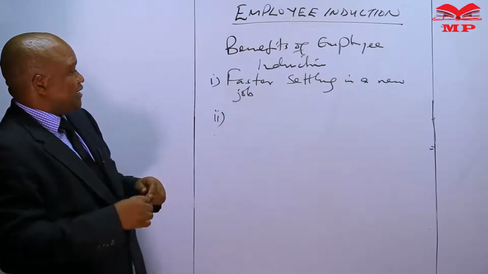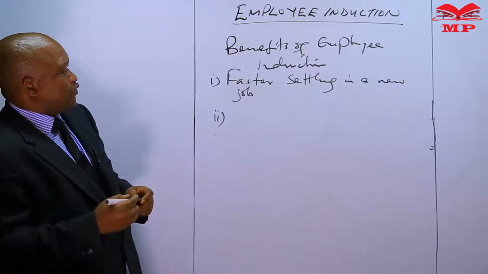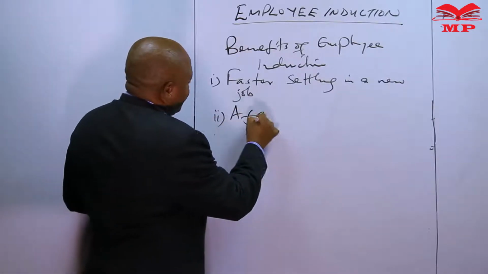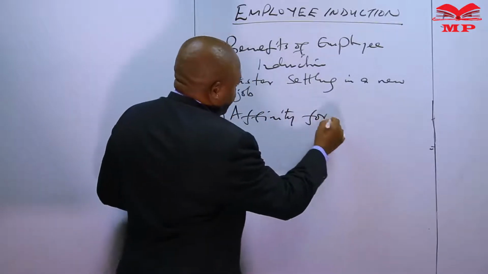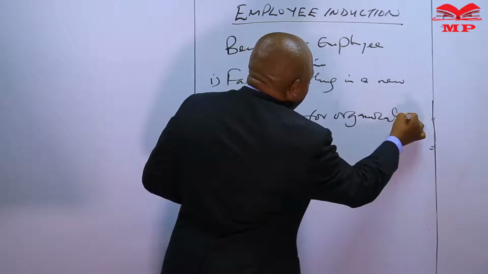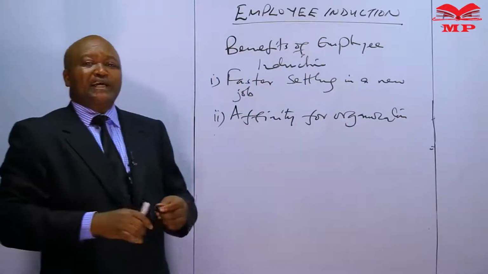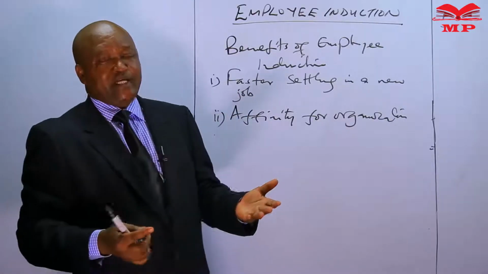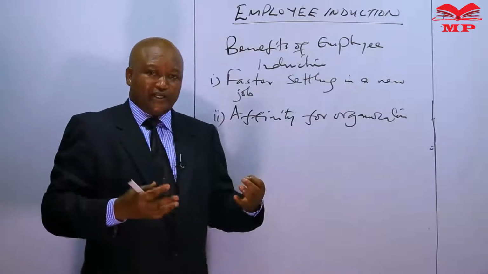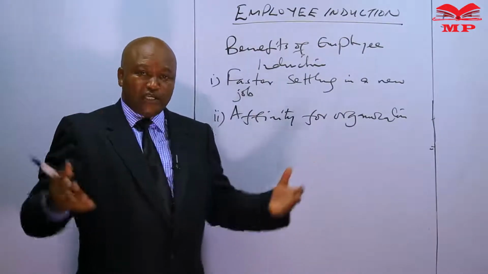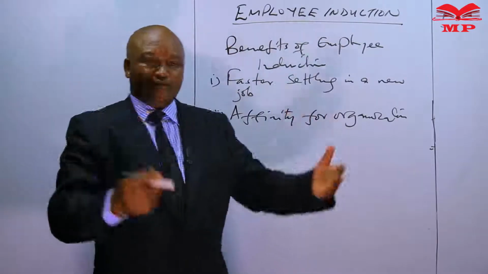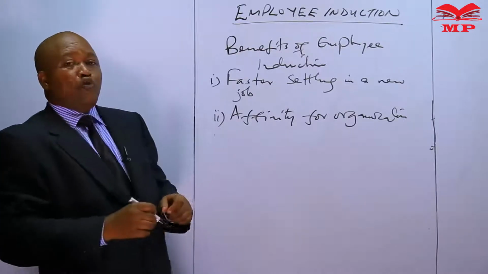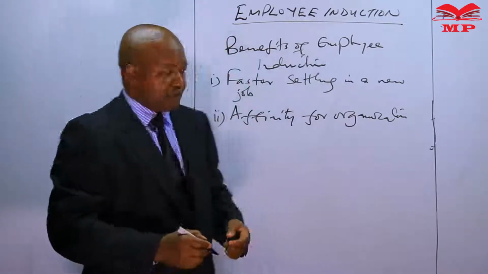The second benefit that may be associated with employee induction is that it makes the employee have an affinity for the organization. What this means is that an employee who has been taken through an orientation program has been exposed to the colleagues the employee will be working with. The employee is able to be attached to that particular organization because the welcoming process, the orientation process, welcomes that particular employee to a work environment, and what follows is a scenario where the employee would want to work for that particular organization and make their contribution.